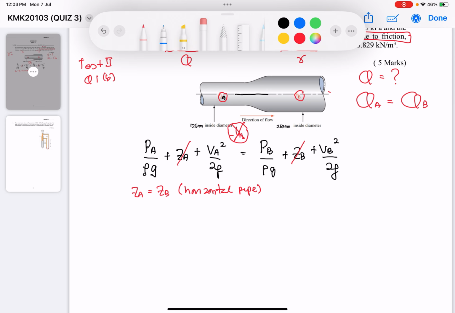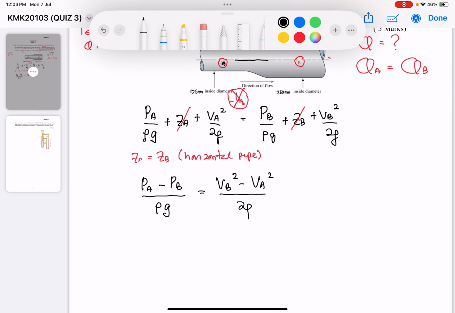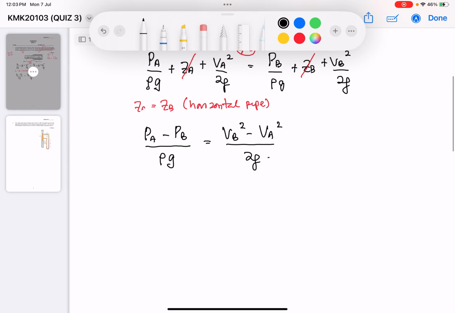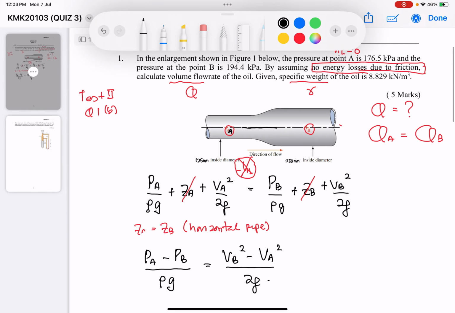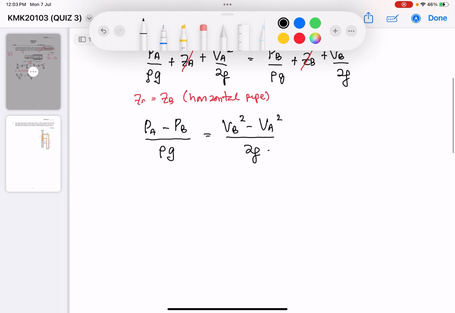So now I have already cancelled out my ZA and ZB here. Now I'm left with PA minus PB. I'm going to rearrange everything. Divided by rho multiplied by G equals VB to the power of 2 minus VA to the power of 2 divided by 2G. What other information is given? In the question, it mentions that the pressure at point A is 176.5 kilopascal. Therefore, I can simply substitute into this equation.